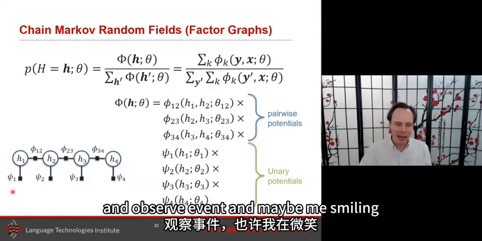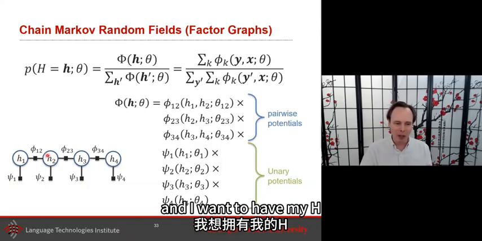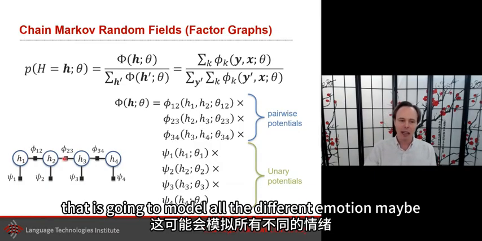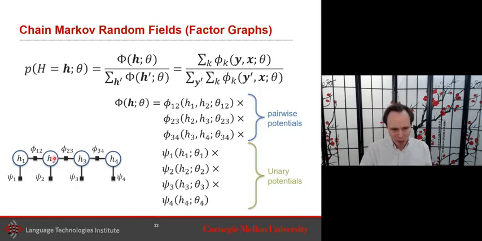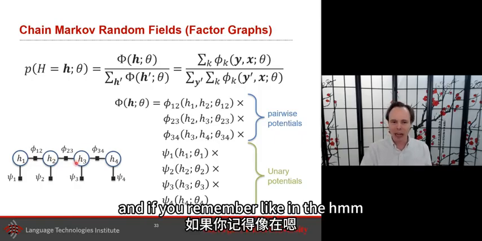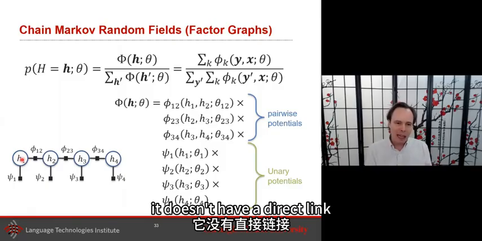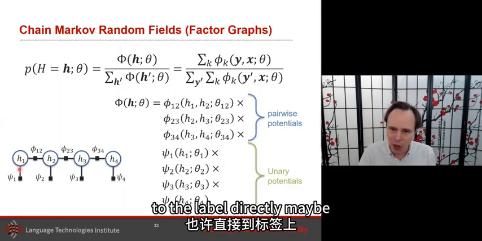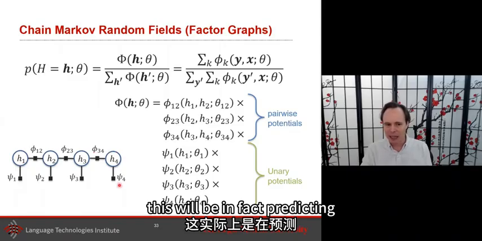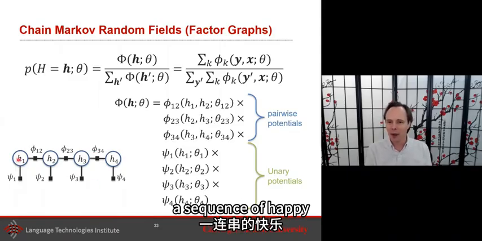maybe me smiling, and I want to have my H that is going to model all the different emotions maybe. And if you remember, in the HMM, this latent variable is like 0, 1, 2, 3, 4, 5. It doesn't have a direct link to the label directly. Maybe this will be in fact predicting a sequence of happy.